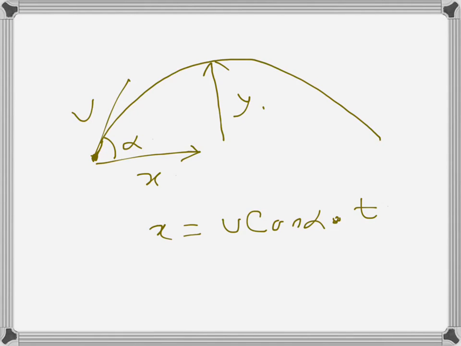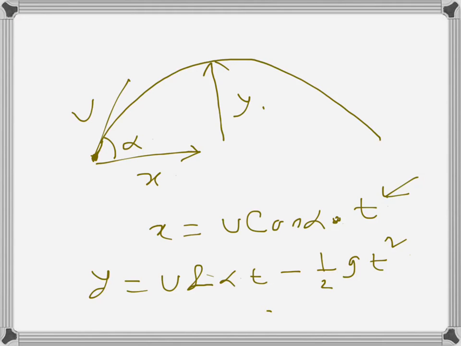This is if the position is x, and the height will be u sine alpha times t minus half g t square. Now we can substitute t from this equation and plug it into this equation to get an equation which does not have any time component. So we can do that.